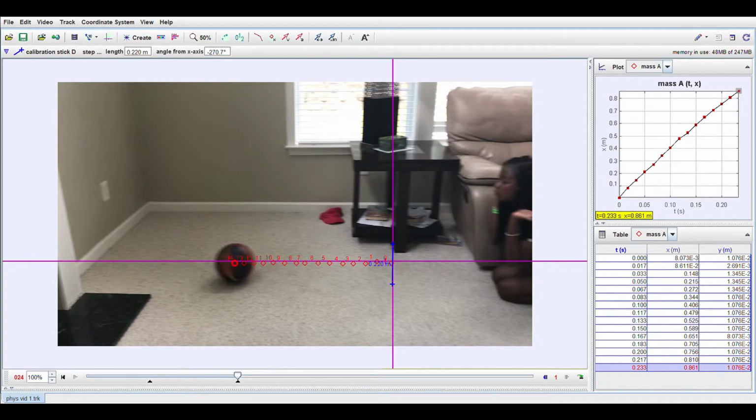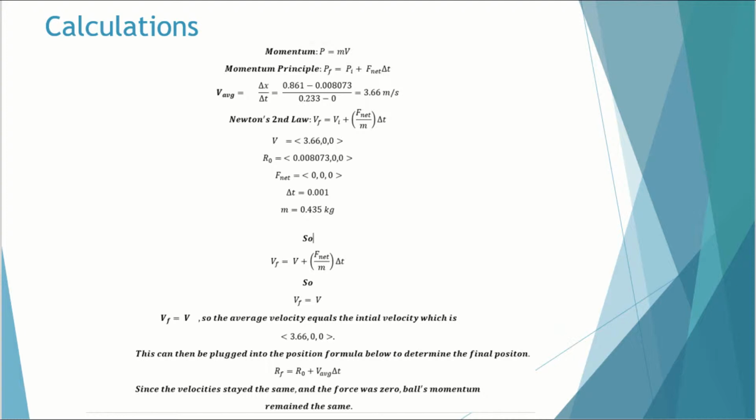After collecting data points from the video, such as the initial and final positions of the ball, here are the calculations that occurred in order to create the computational model. The average velocity was calculated by dividing the total distance traveled by the total change in time. This was then used as the initial velocity and plugged into Newton's second law, which just returned the same velocity since it's constant. The initial position was obtained from Tracker. The rest of the variables were then plugged into the position formula to get the new position.